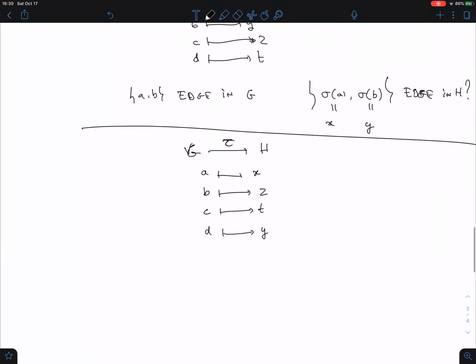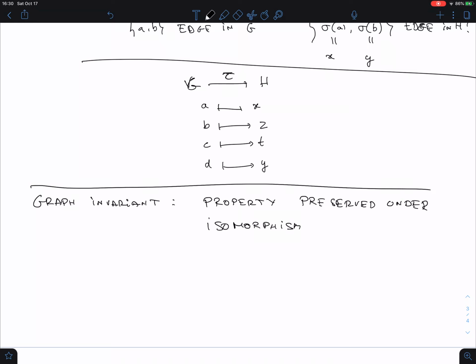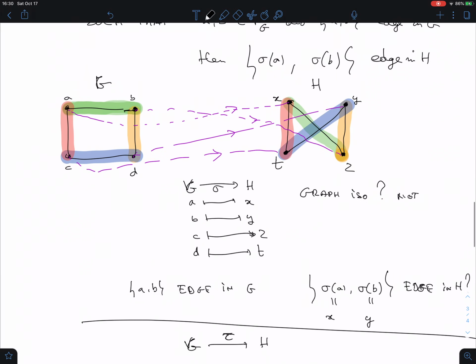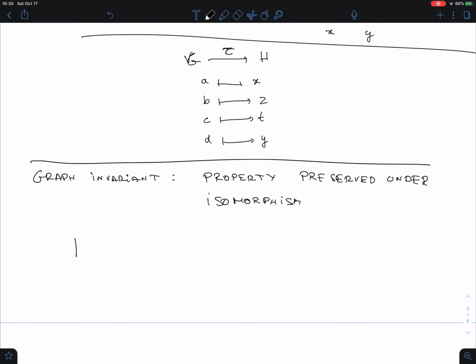Okay. So this is the notion of a graph invariant. What is that? That is a property that is preserved under isomorphism. Now this looks like a very complicated sentence, so I'm going to try to tell you in more down to earth terms. It means the following: a graph invariant is information on the graph G, for instance, the number of vertices.